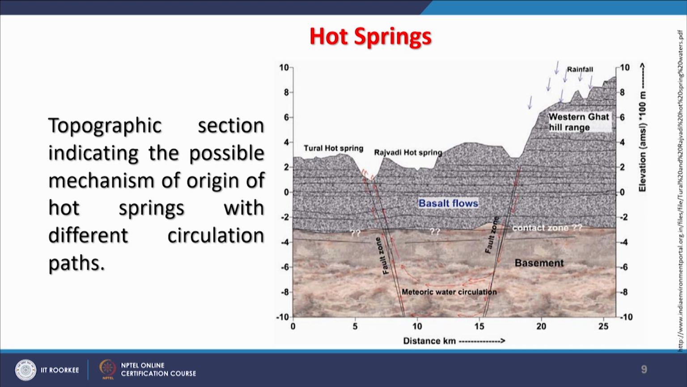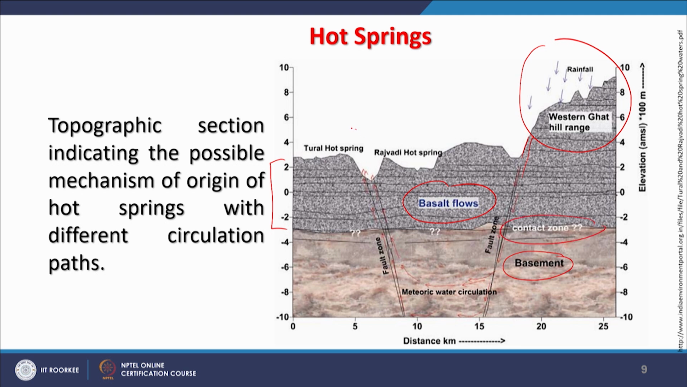Now, if we see a topographic section, this is a scenario of basaltic flow like in the Deccan Trap. So, these faults are providing water, and this example is from our Indian setup, from the Western Ghats, and Deccan Trap flows can also be seen on the top part, and there might be a circulation of meteoric water inside in the basement area. Contact zone is also there.